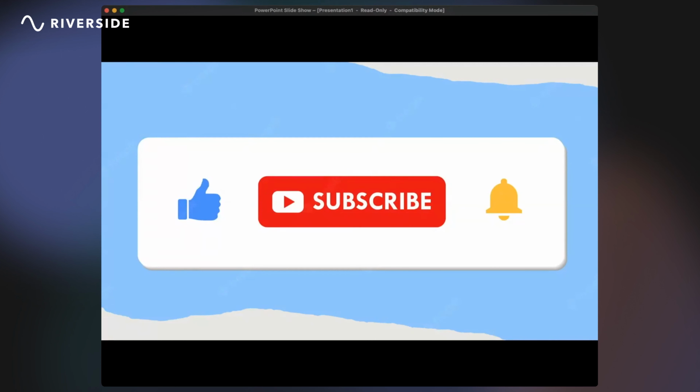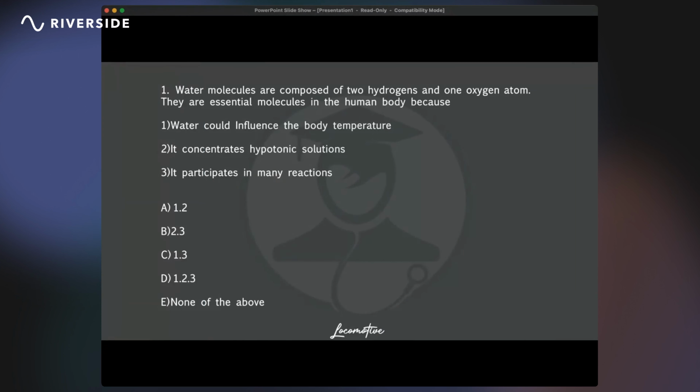So let's go and discuss question number 1. Water molecules are composed of 2 hydrogens and 1 oxygen atom. They are essential molecules in the human body because water could influence the body temperature. That's correct. It concentrates hypotonic solutions. I think we have to discuss more about hypotonic solutions, and this statement is wrong. It participates in many reactions, and it's correct. So the final answer is C, statement number 1 and statement number 3.